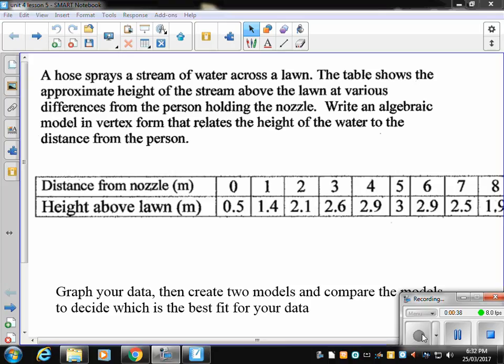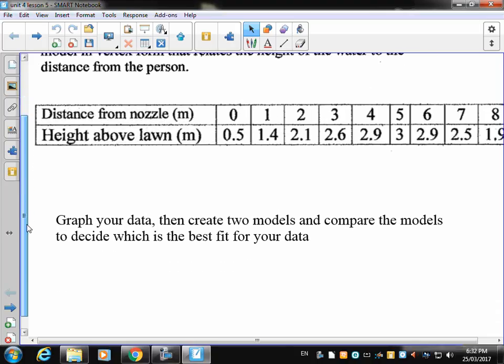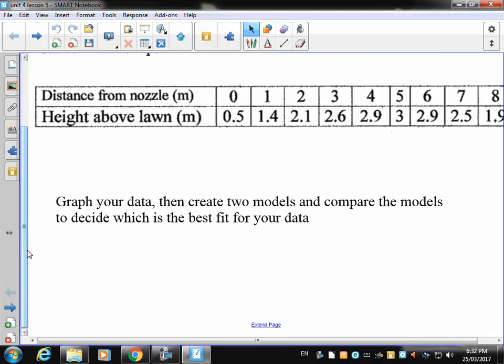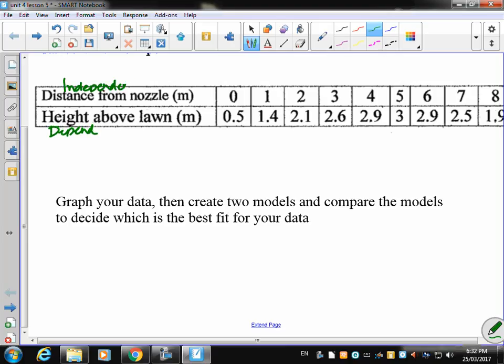So the first thing that we're going to do is to create a graph. So I need to decide first of all which is my independent and which is my dependent variable. So the height above the lawn depends on how far away the person is from the nozzle. So the height would depend on how far you are from the nozzle. So this is the independent. It's easier when you have time to get that figured out, but dependent. So this is the x values, this is the y values in conventional math form.